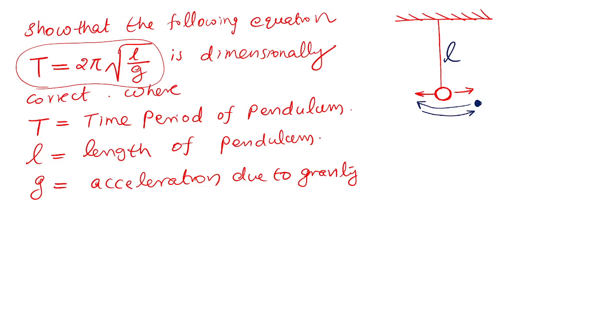So I am going to verify that this formula is dimensionally correct. We need to prove that the dimension of LHS is equal to the dimension of RHS. Plus and minus are not involved here. Dimension of T, the dimension of time period.